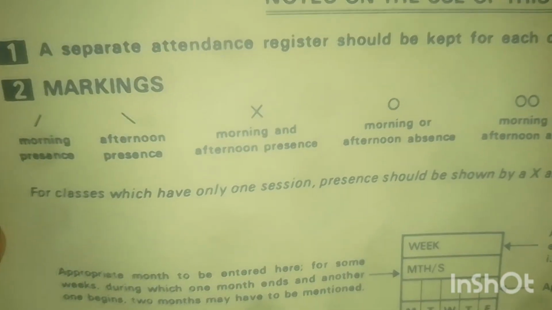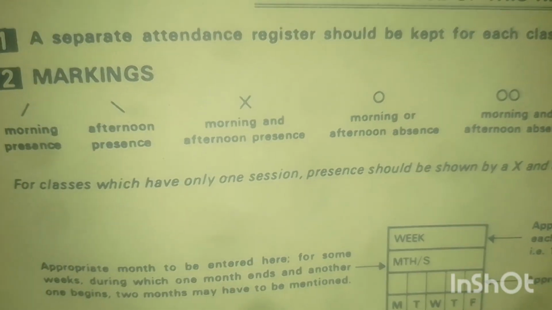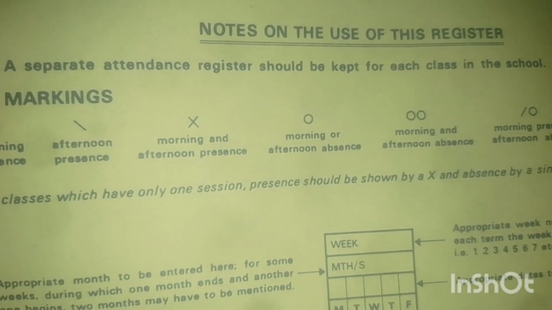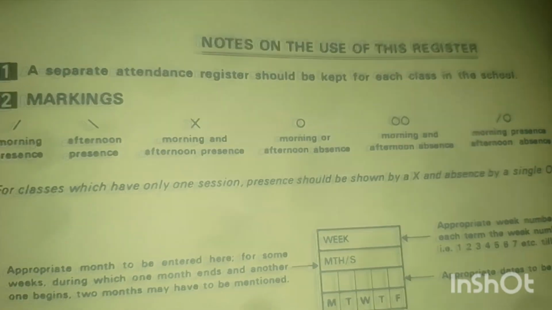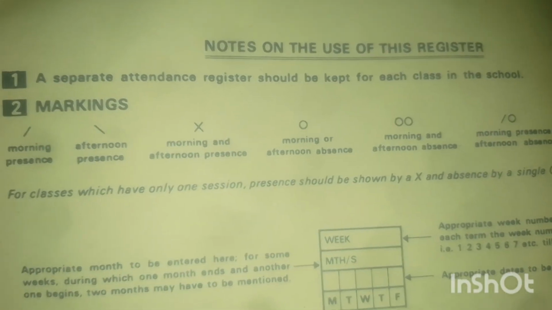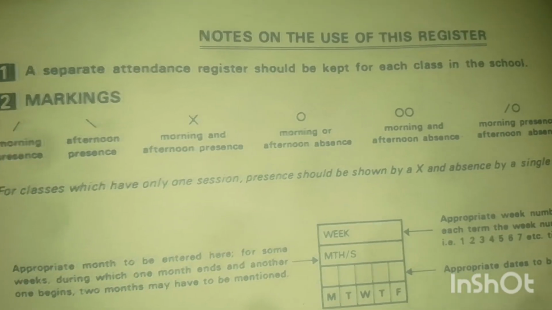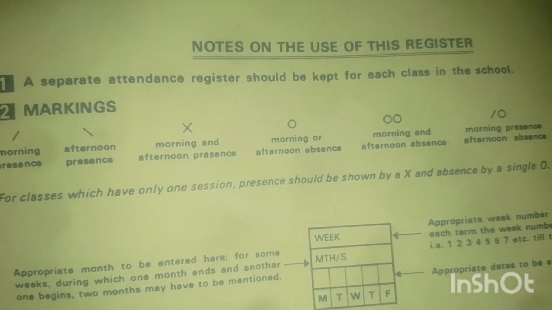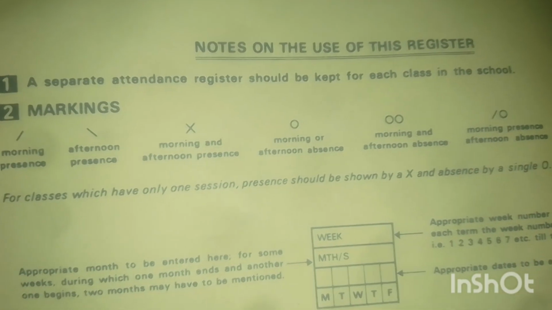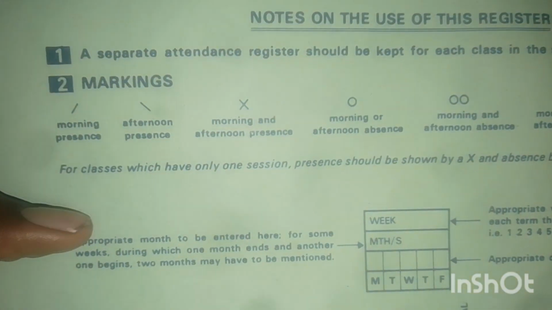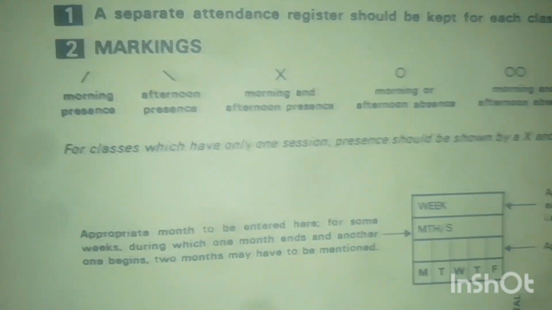A separate attendance register should be kept for each class in the school. That is to say, if you have two classes, let's say two streams for grade 10, you need two class teachers, unless it's poorly staffed. That's what should happen. You should have different class registers. So how do we mark?